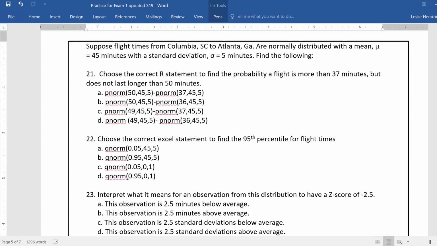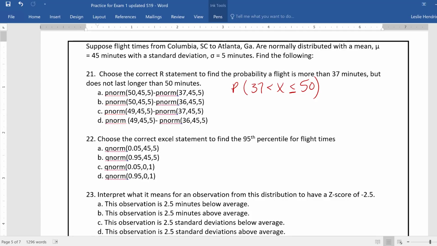All right, so suppose flight times from Columbia to Atlanta are normally distributed with a mean of 45 minutes and a standard deviation of 5 minutes. Choose the correct R statement to find the probability a flight is more than 37 minutes, but does not last longer than 50 minutes. Now, because this is a continuous distribution, I can write my probability statement, and I can put my strict and non-strict inequalities in there. More than 37, we're good on the lower end, but does not last longer than 50. Technically, this is the probability we're looking for.